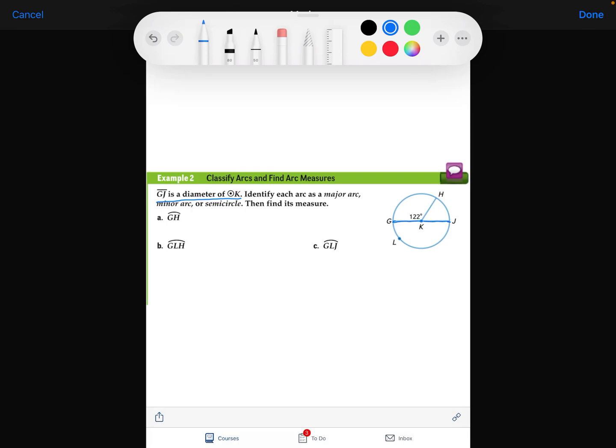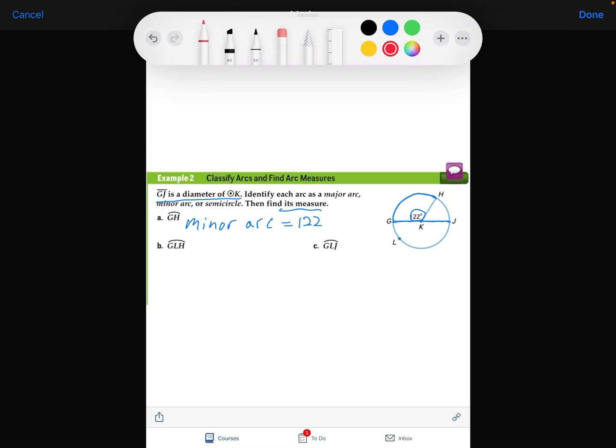If we want to look at GH, GH is 122 degrees. We want to find its measure too. Because it's less than 180, it's not quite the semicircle, it's the smaller part, so it's going to be minor. So GH is a minor arc, and it's equal to 122.